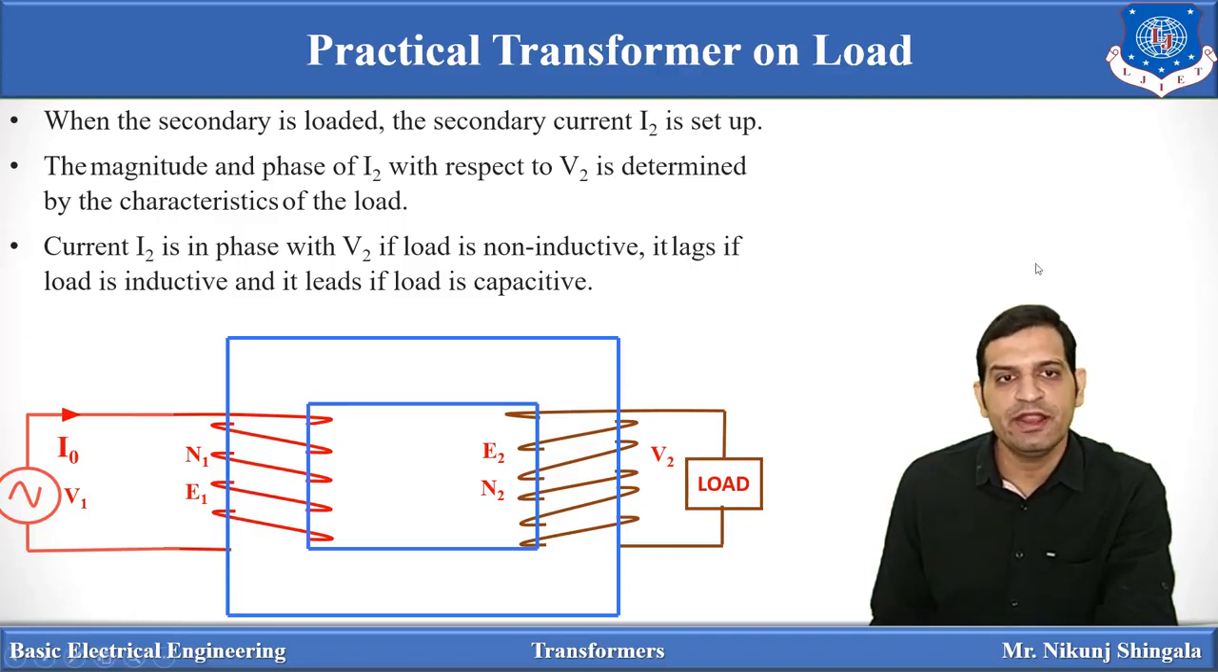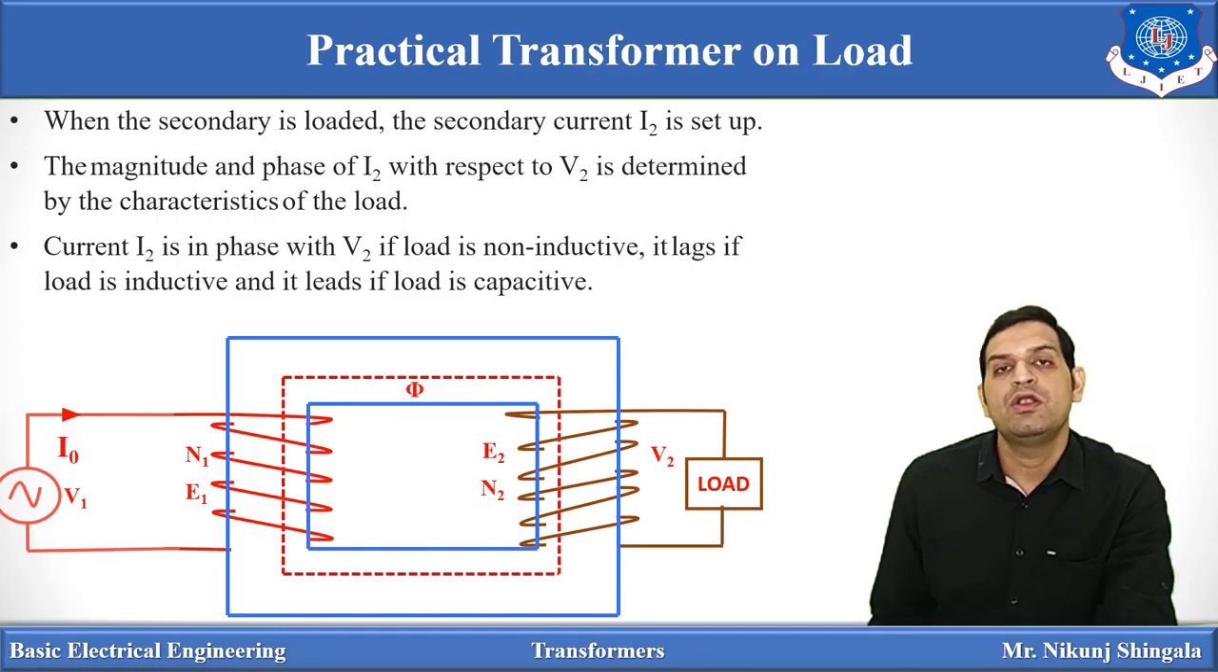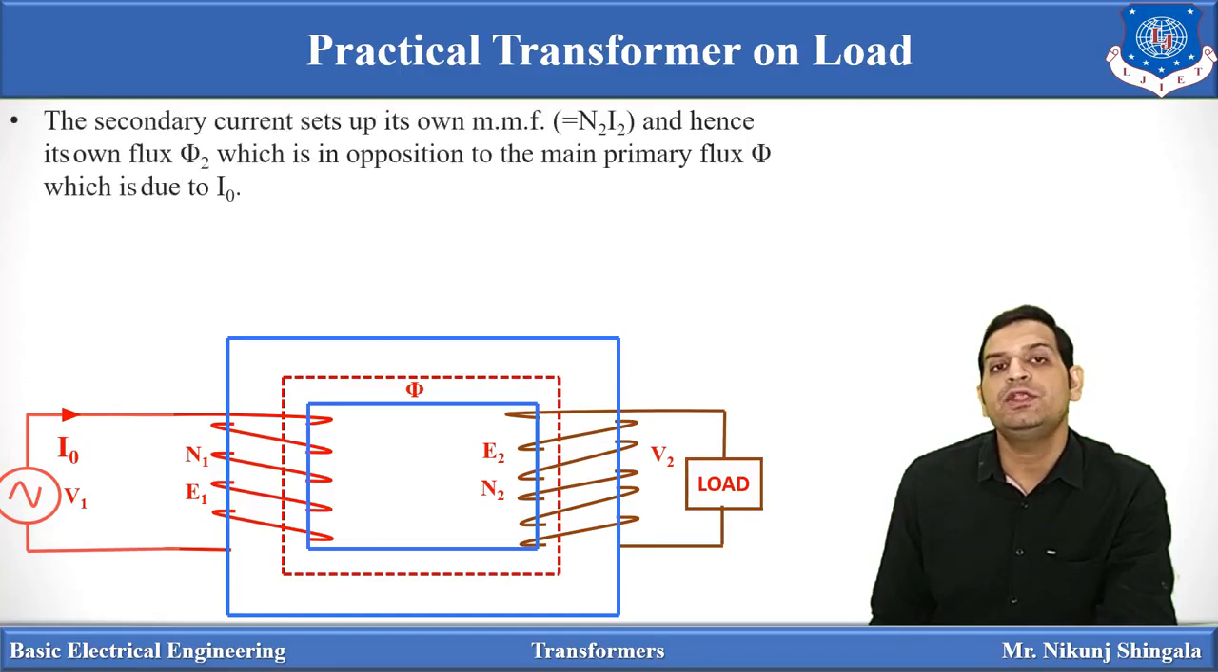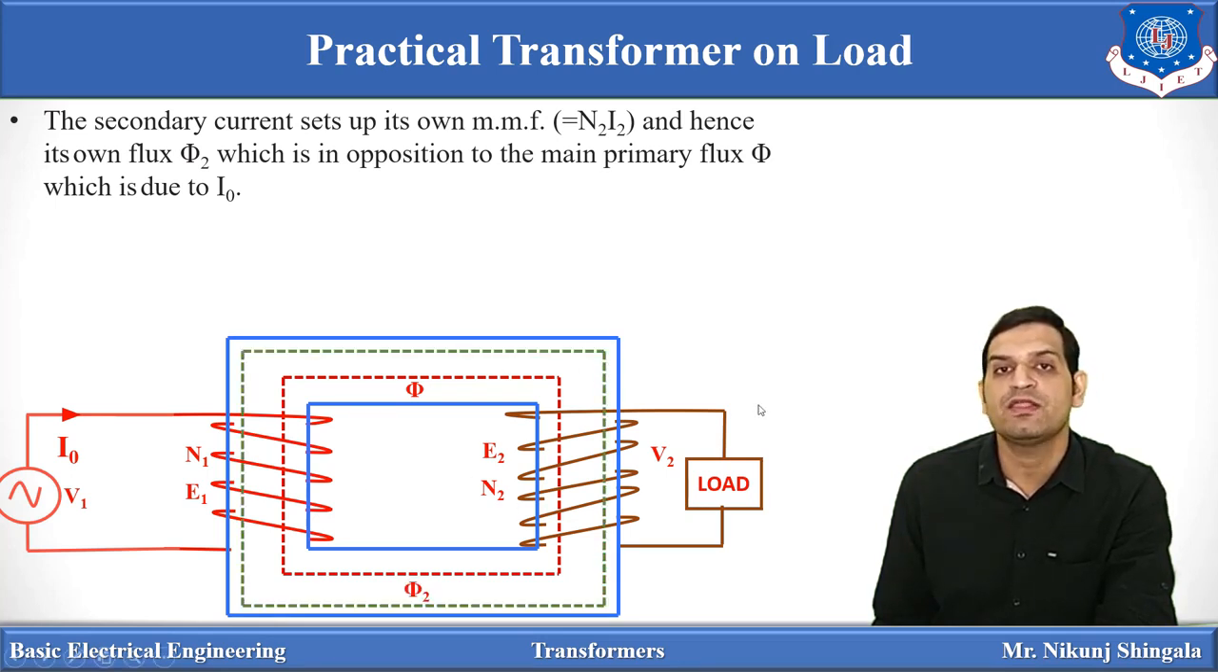As alternating voltage is connected across the primary winding, alternating current I0 will start to flow and alternating flux will be set up. Alternating flux will produce E1 in the primary winding and E2 in the secondary winding. Now, because of E2, secondary current will start to flow, and MMF will be set up in the secondary winding, that is N2I2, and this N2I2 will set up some flux phi2 in the core. Now phi2 is because of I2, and I2 is because of phi. So phi2 will be in the opposite direction to the main primary flux phi, which is due to I0.